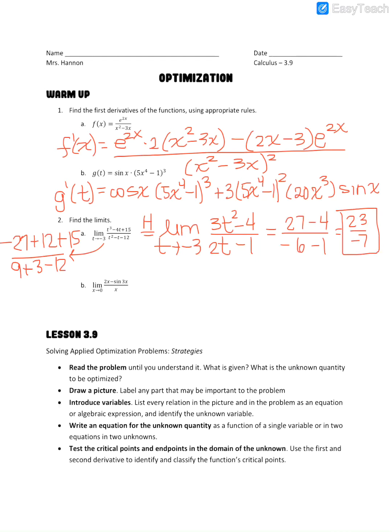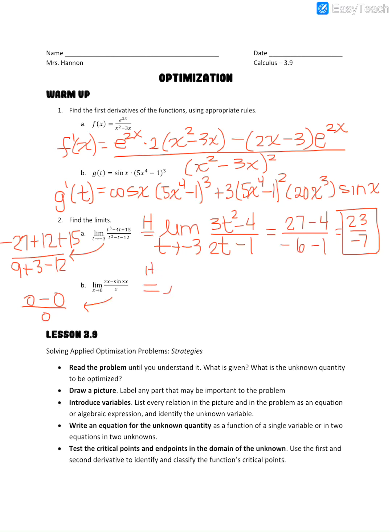Okay, for B, when we plug in the 0, we get 0 minus 0 over 0. So we have 0 over 0. We can do L'Hopital's, or we can split this up into 2 fractions and use the fact that sine of x over x as x approaches 0 equals 1. So it's kind of your own choice on that. I'm going to go ahead and do L'Hopital's. I think it's just a little bit easier on this one.